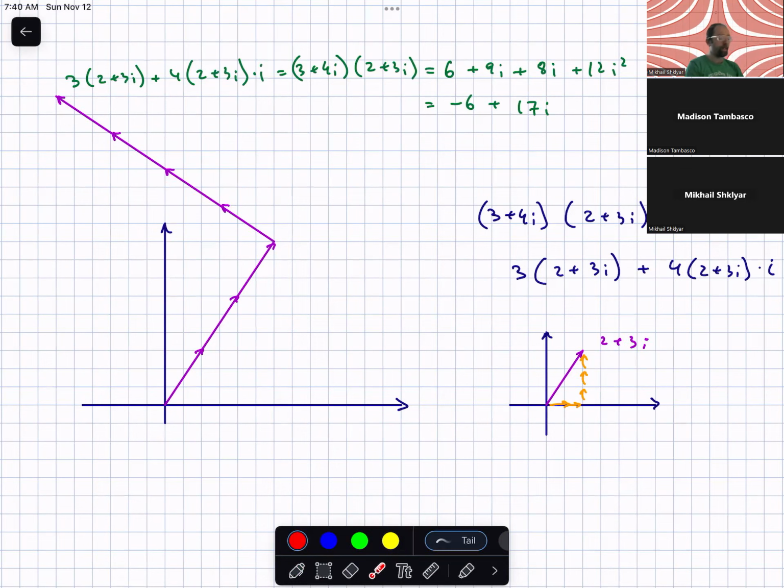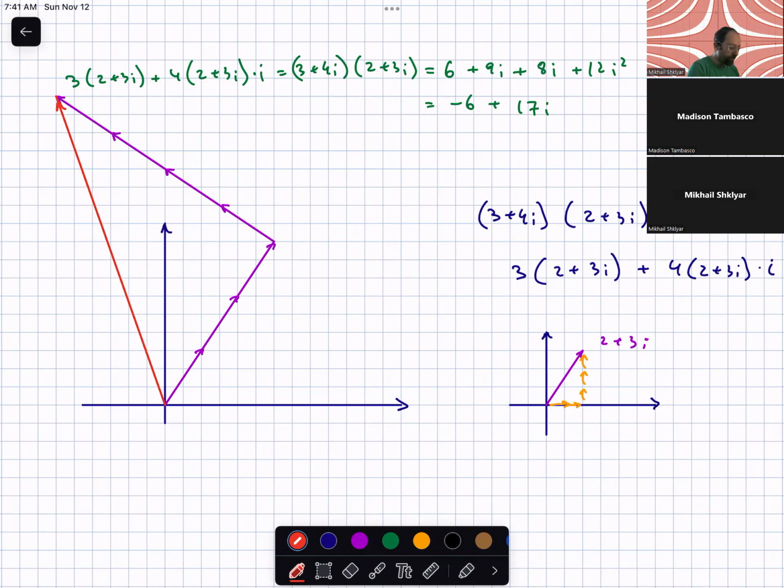Okay, so this number is minus 6 plus 17i. So if I follow this path, I actually get where I'm supposed to. Okay? So this over here is the result from the multiplication. Now let's look at what's happening here.